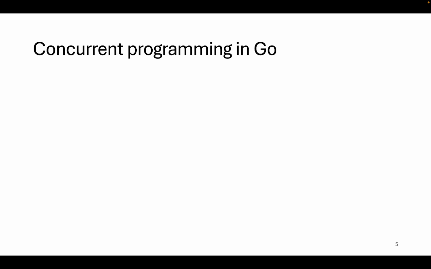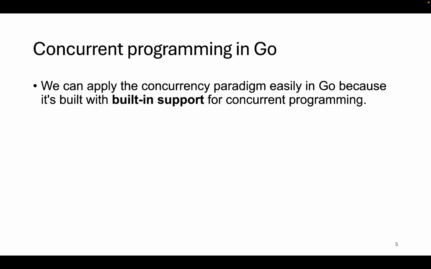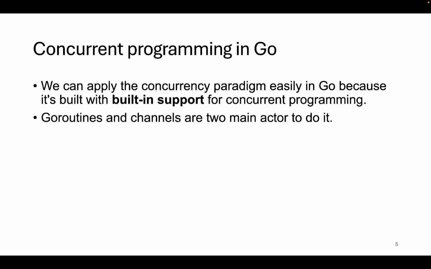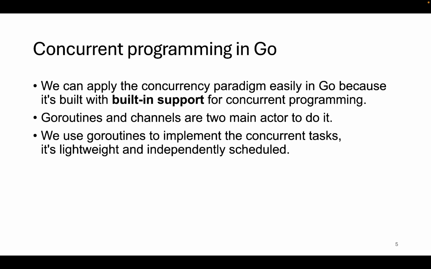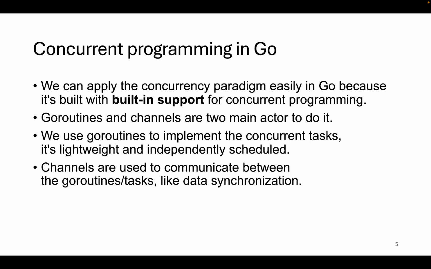Okay, how about concurrent programming in Go? Actually, we can apply the concurrency paradigm easily in Go because it has built-in support for concurrent programming. Coroutines and channels are the two main actors to do it. We use coroutines to implement concurrent tasks. They're lightweight and independently scheduled. Channels are used to communicate between the coroutines or tasks, like data synchronization.